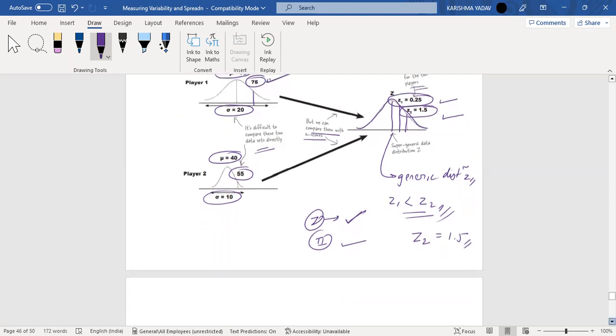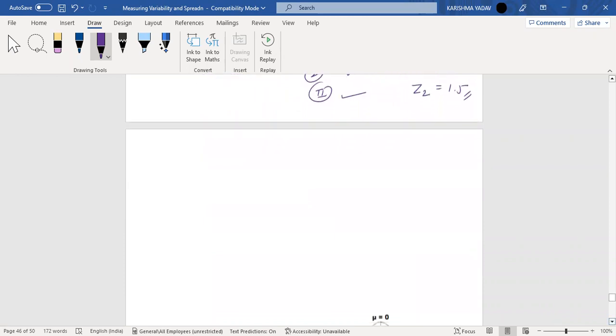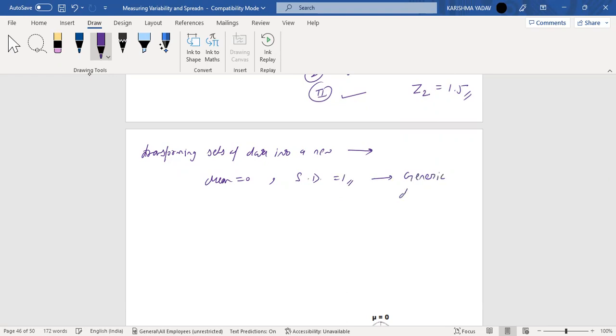Now let's see the computation of this standard score and what the generic data distribution means. The standard scores work by transforming sets of data into a new theoretical distribution which has a mean of 0 and a standard deviation of 1. It's a generic distribution which has a mean of 0 and a standard deviation of 1.